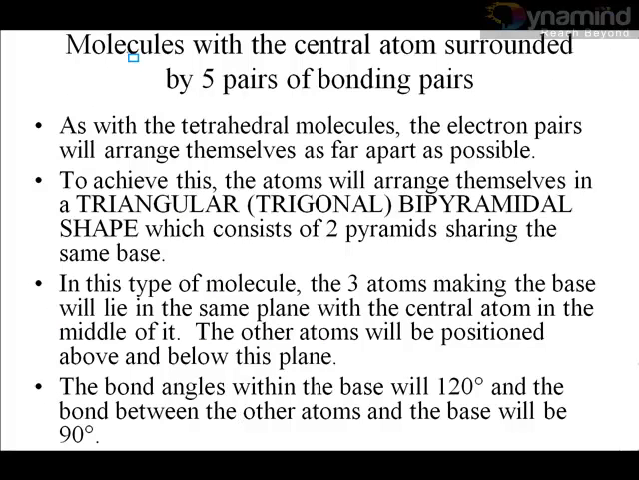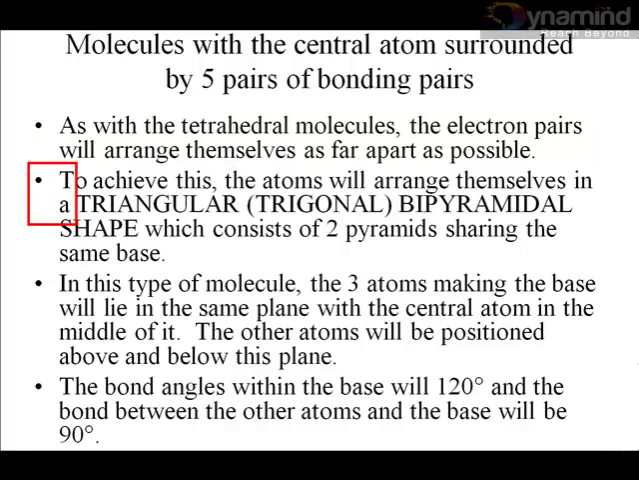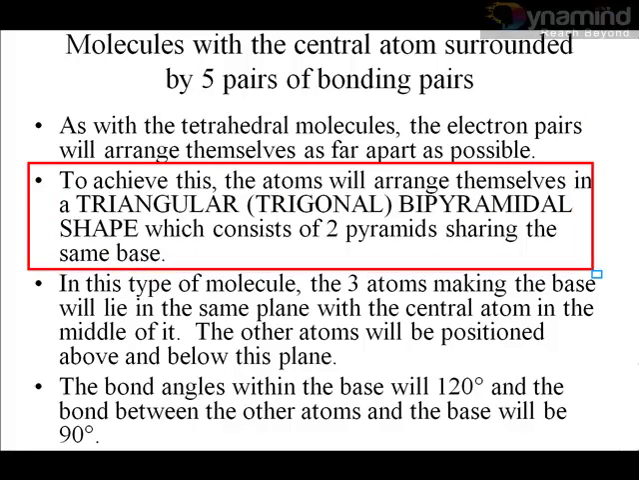Now we discuss molecules with central atoms surrounded by 5 bonding pairs. You have 5. Earlier we had 4. Now as with tetrahedral molecule, the electron pairs will arrange themselves as far as possible so that repulsion is minimum, energy is most stable. And to achieve the maximum stability configuration, the atoms arrange themselves in triangular bipyramidal shape.